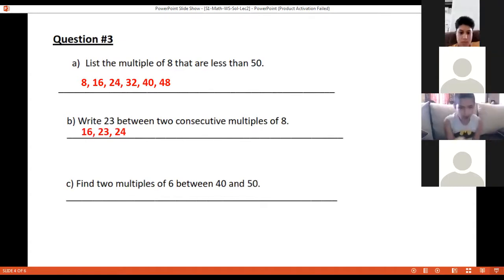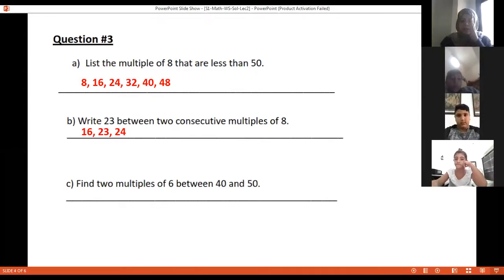Okay, Lana. For example, if I asked you to write 5 between multiples of 2, then 5 is between 4 and 6. Why? Because 4 is 2 times 2 and 6 is 2 times 3. Okay, and 23. I want 23 to be in the middle of two numbers. Those two numbers should be multiples of 8. So you start counting the multiples of 8 in your head. What are the multiples of 8?